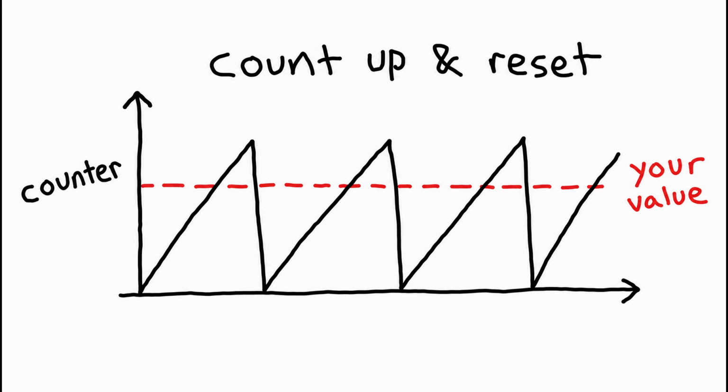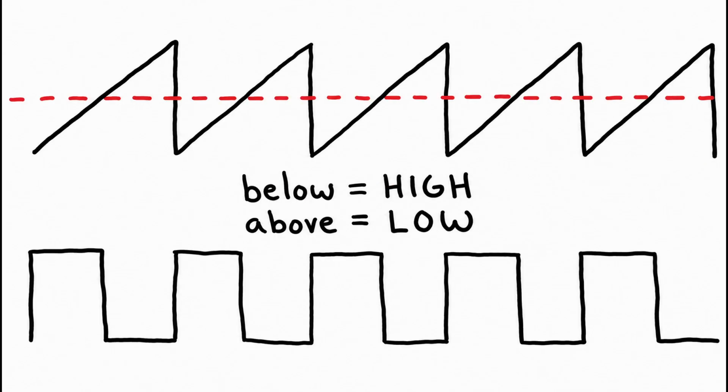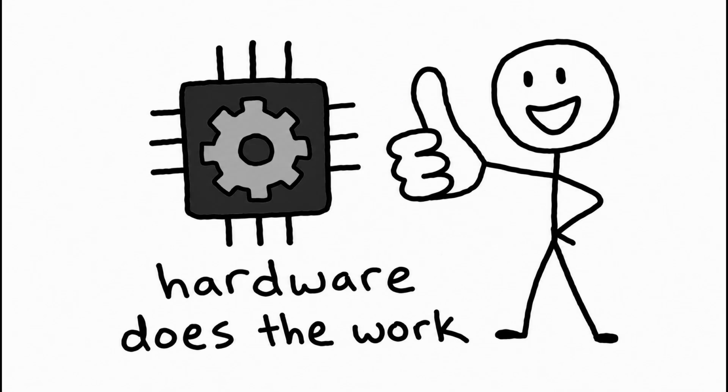Simple. Under the hood, the timer is comparing that value against a counter that counts up and resets. When the counter is below your value, the pin goes high. When it's above, it goes low. That's it. That's the hardware doing the work for you.